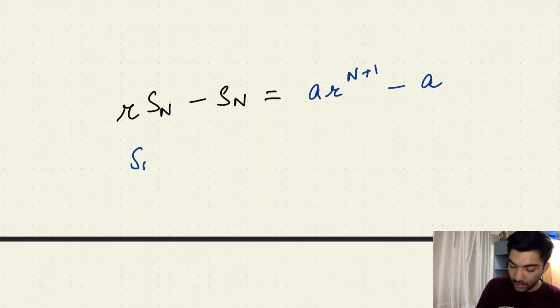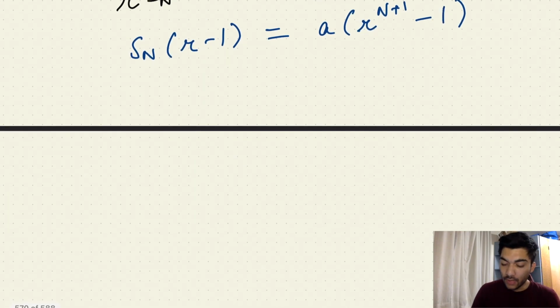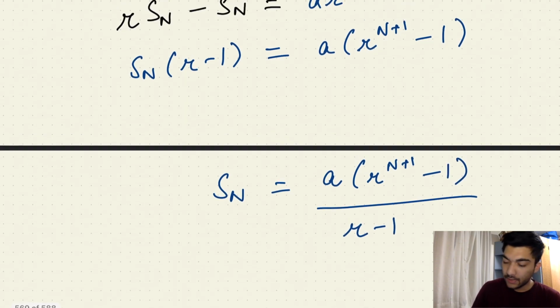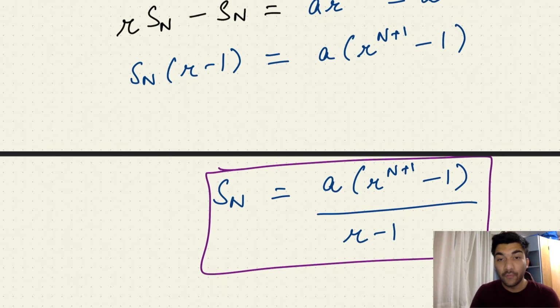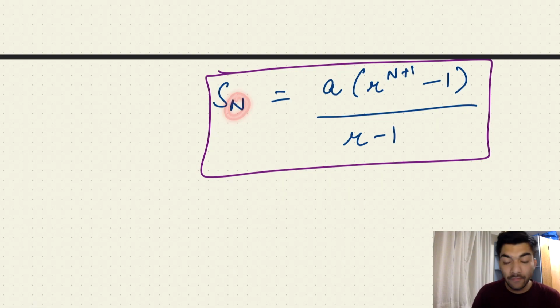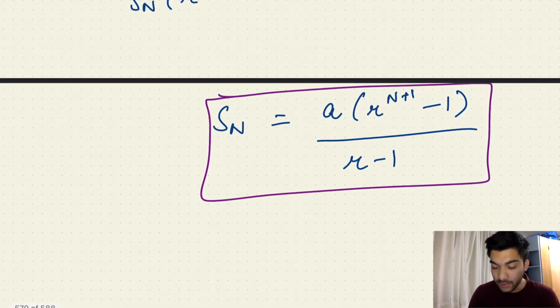And now we can take Sn common. So it will be Sn times r minus 1. The right hand side will be a times r to the power n plus 1 minus 1. So now you have a very small formula for your S of n, which is basically a times r to the power n plus 1 minus 1, upon r minus 1. So this is the sum formula for a geometric series. Whenever you have a geometric series which has n finite terms, you can always use this formula to calculate the sum rather than individually summing up all the terms in the series.